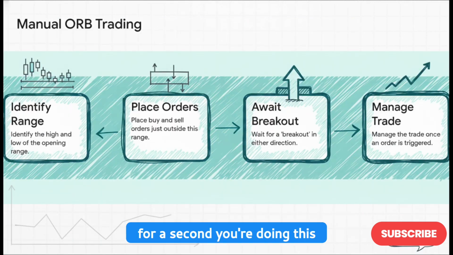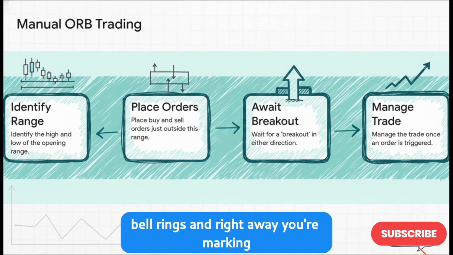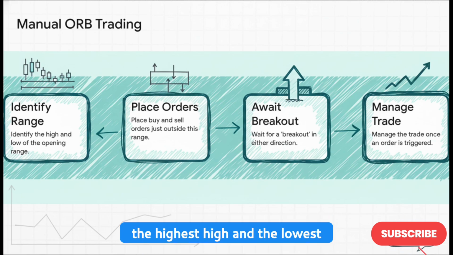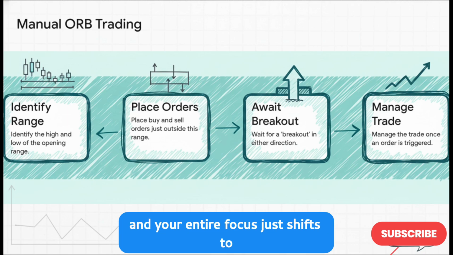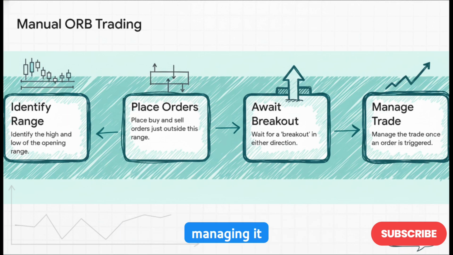So just imagine for a second you're doing this by hand. The opening bell rings, and right away, you're marking the highest high and the lowest low. Then, you place your buy and sell orders just a little bit outside that zone, and you wait. You're just waiting for the price to make its move. The second a breakout hits your order, bam! You're in the trade, and your entire focus just shifts to managing it.